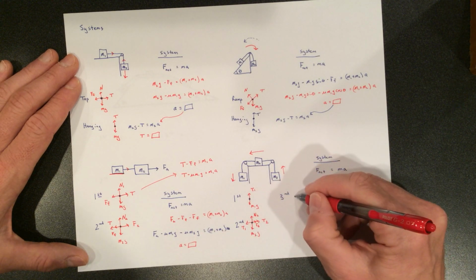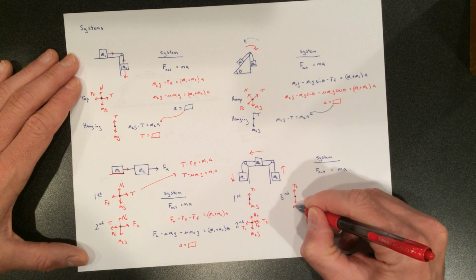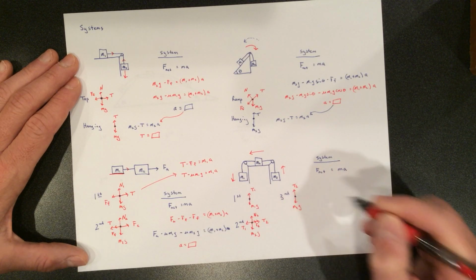The third box, well, that's easier. We have T2 up and m3g down.